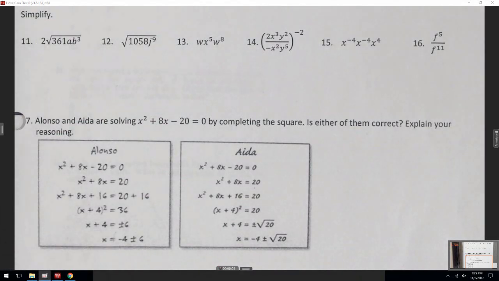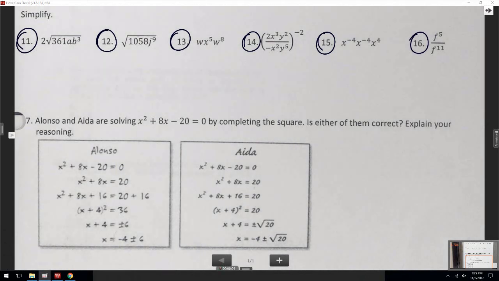Like I think I do, but I'm kind of... Okay. Well, which one do we want to start with? Number 11. Number 11? Okay.